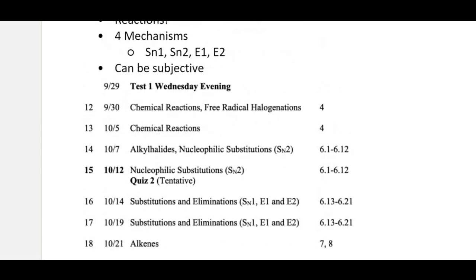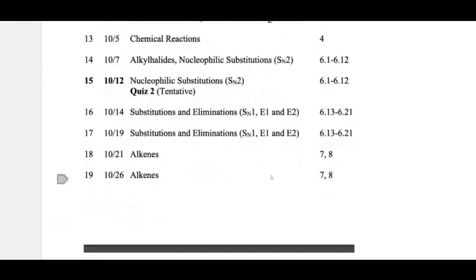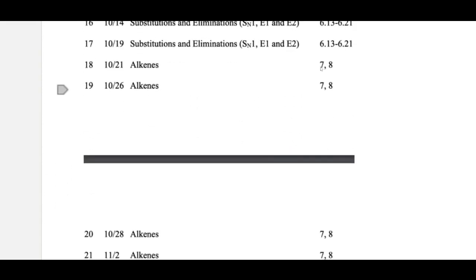But just to give you a preview, chapter 4 is the halogenation introduction. Chapter 6 is going to be the bulk of this unit, which is going to be your 4 mechanisms: SN1, SN2, E1, and E2. We'll talk about what those terms mean and what they are. And then chapters 7 and 8, you'll get into alkenes.